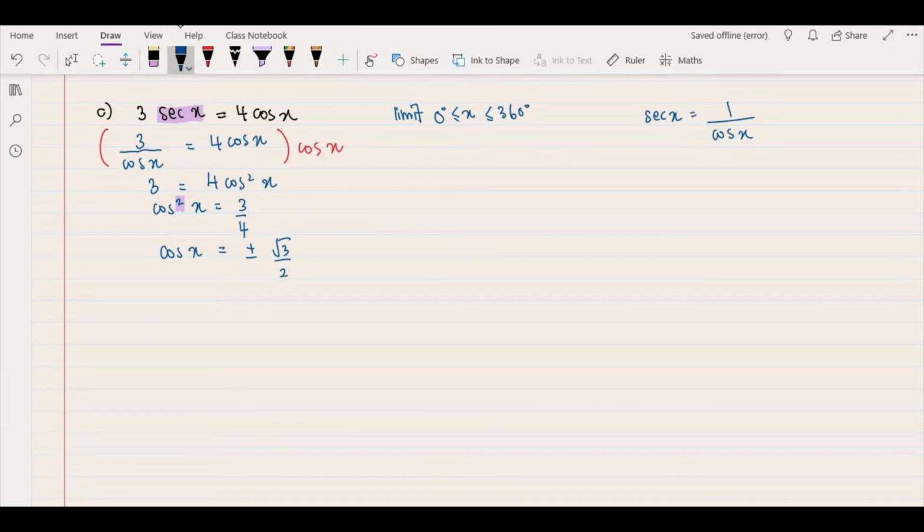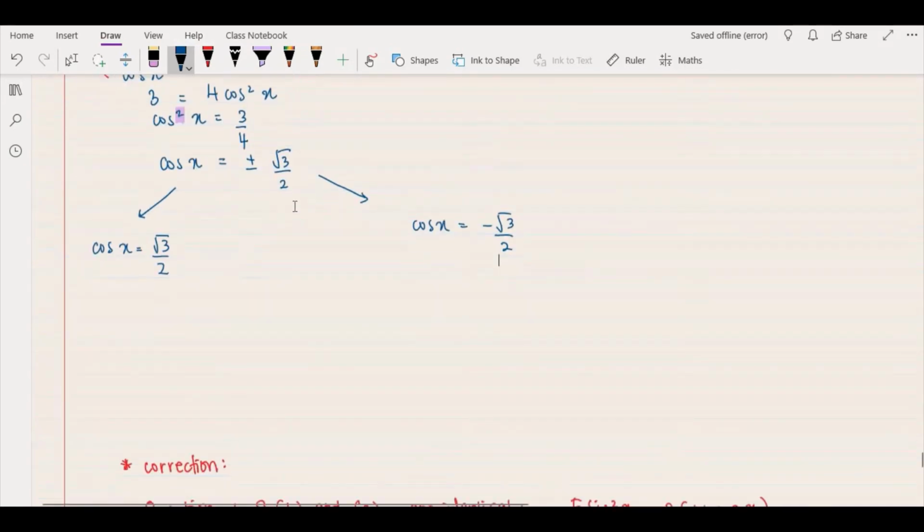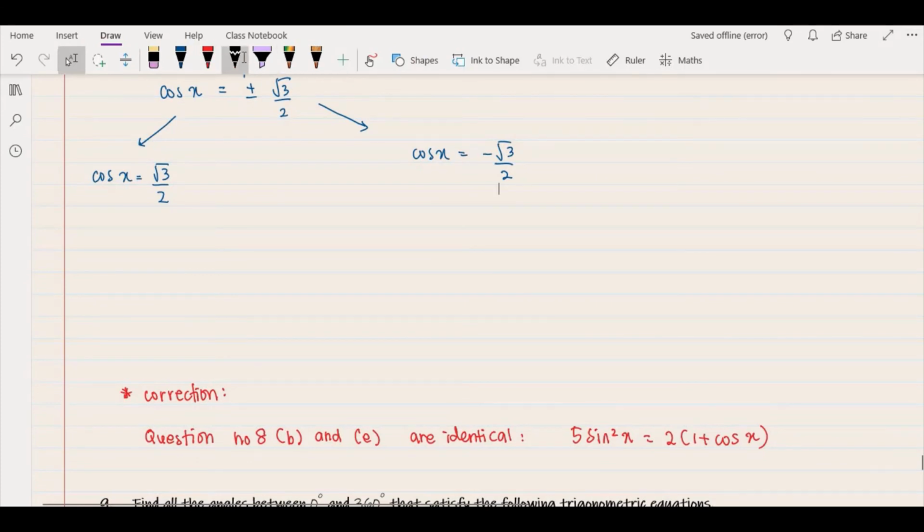Okay? So how do we proceed? What does cos x is equal to plus minus square root 3 over 2 mean? That means we will have two different cases. The first one is cos x is equal to square root 3 over 2, the positive part. And the second part is cos x is equal to negative square root 3 over 2. We are going to have two different parts for the solution. So let's just do it one by one. Please do not be greedy.